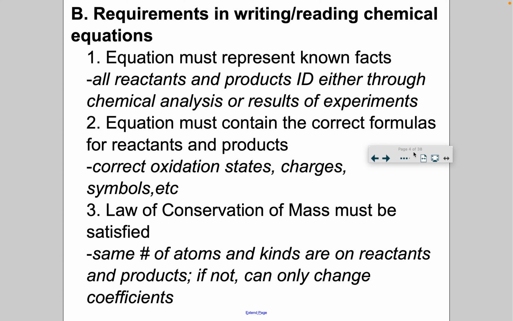All right, so the requirements in order to write a chemical equation, or even just reading a chemical equation, first off, the equation you see represents the known facts. Basically, all the reactants and products are identified either through chemical analysis and or the results of the experiments. Number 2, the equation must have the correct formulas for the reactants and the products. Do I have the right oxidation states? Do I have the right charges? Do I have the right symbols?